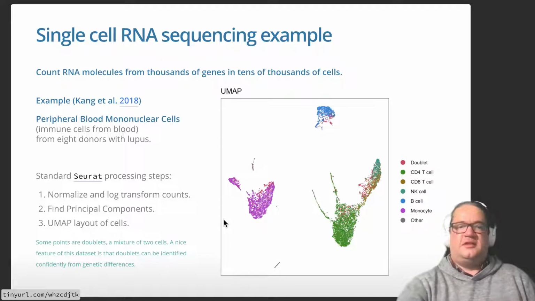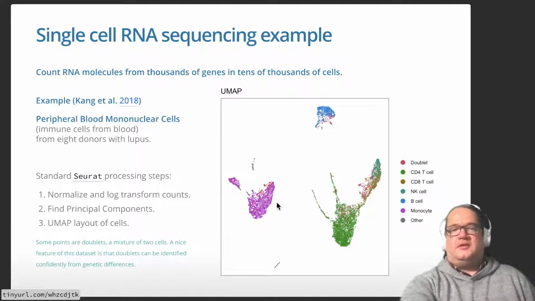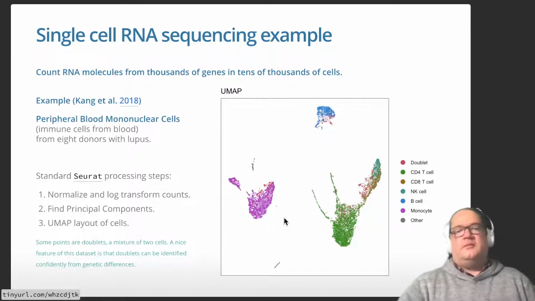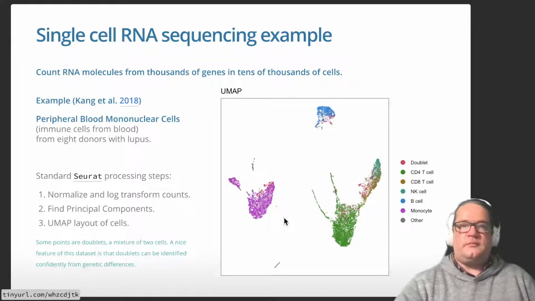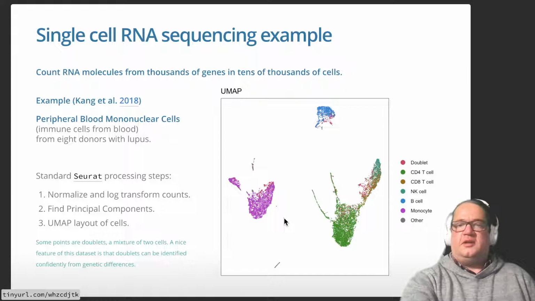So this is usually pretty effective. You can see it's nicely clustered. The points here are cells and they're clustered into cell types pretty nicely. But maybe UMAP is sort of obscuring a bit of what's going on here.